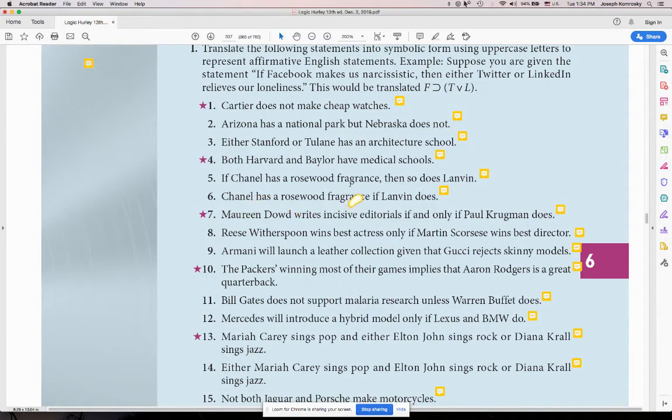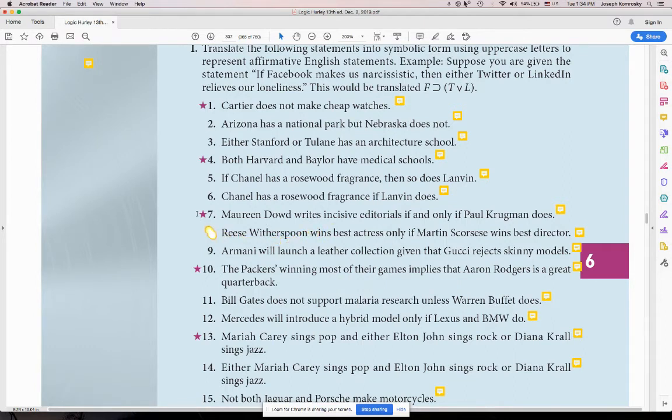And what about, let's do 6. Chanel's roadwear fragrance if Levin does. Now, how do you translate this one? How many of you said L, horseshoe, C? If you did, you're right. Because we know L goes on the left-hand side. It's the antecedent. Why? Because the if always signifies the antecedent, okay?